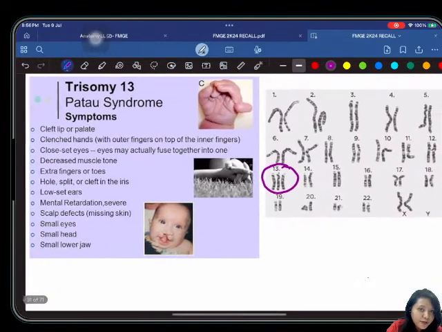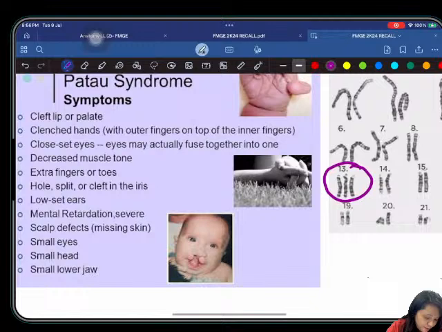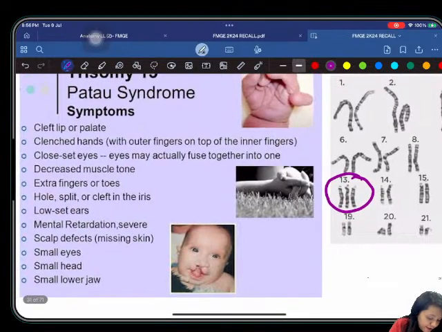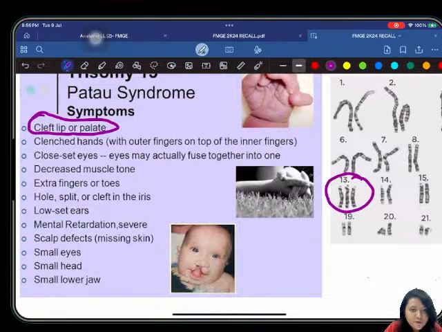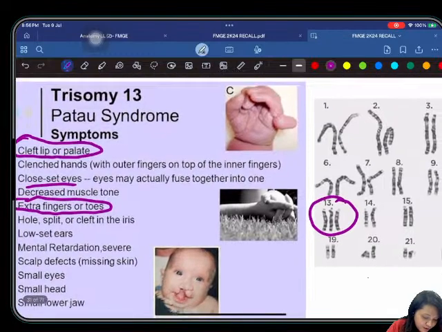Now what is important about the Patau syndrome? The most important feature, you will get either cleft lip or cleft palate. Clenched hands can be found in both Edward and Patau. The eyes will be closely set, and might eventually fuse together. Then you might have decreased muscle tone. You might have an extra finger or toes.